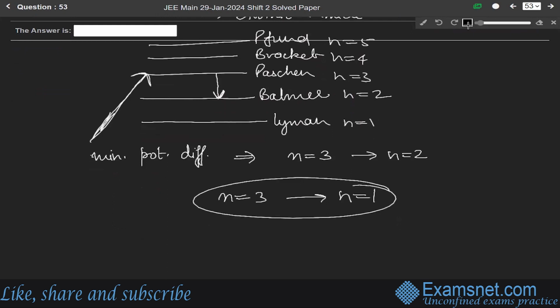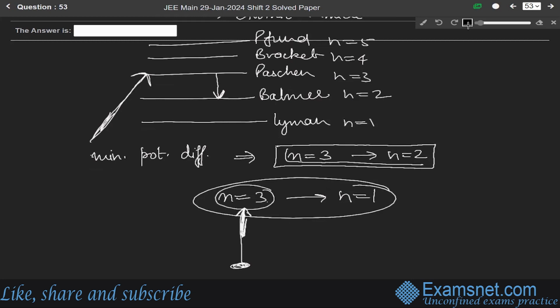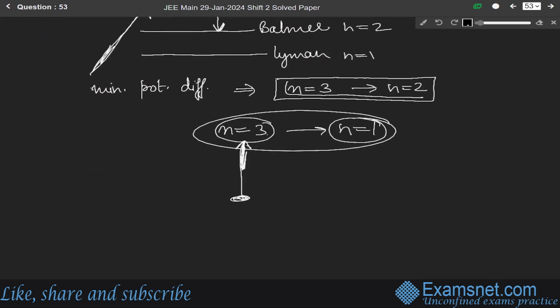Minimum potential difference will occur when the electron makes a transition from n equals 3 to 2. But for this transition, the electron must reach from the ground state to n equals 3. So the energy of the bombarding electron should be equal to the energy difference between n equals 3 and n equals 1. And we know that the energy difference delta E is equal to 13.6 over n square into E. So it will be equal to, and it comes in electron volt.